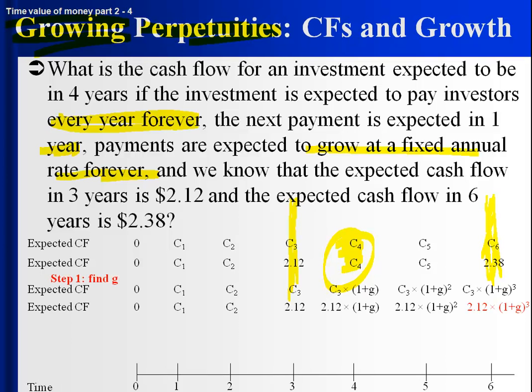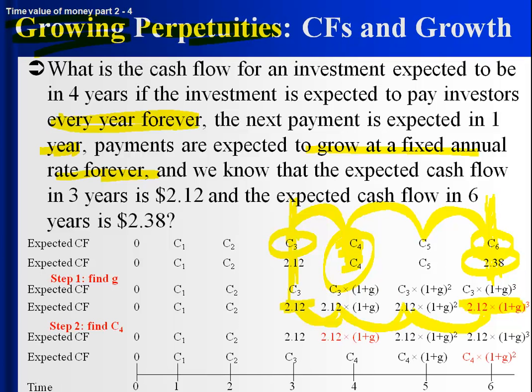Number one, find g. We know that C3 times 1 plus g times 1 plus g times 1 plus g is equal to C6. We want to find the growth rate such that if we started with 212 and it grew 1, 2, 3 periods, the check would be 238. So what's the growth rate such that 212 times 1 plus g times 1 plus g times 1 plus g, or 212 times 1 plus g to the third, is equal to 238.